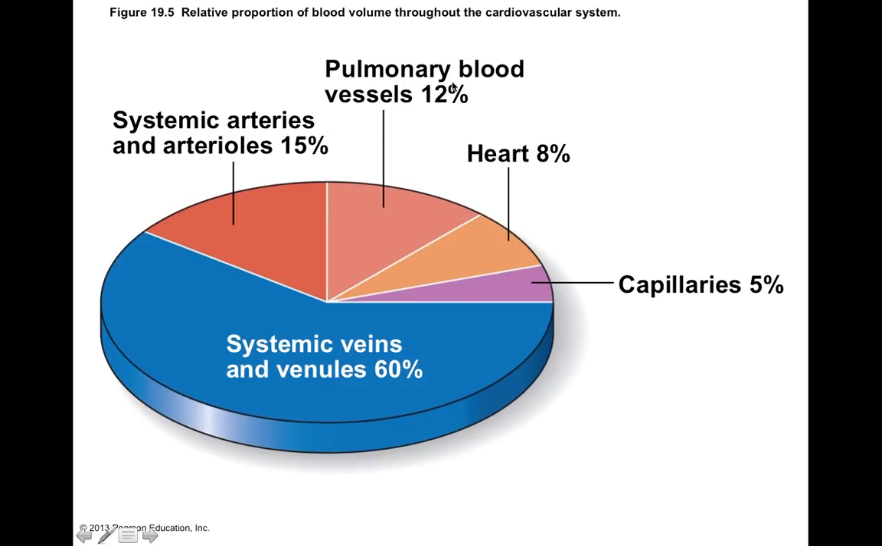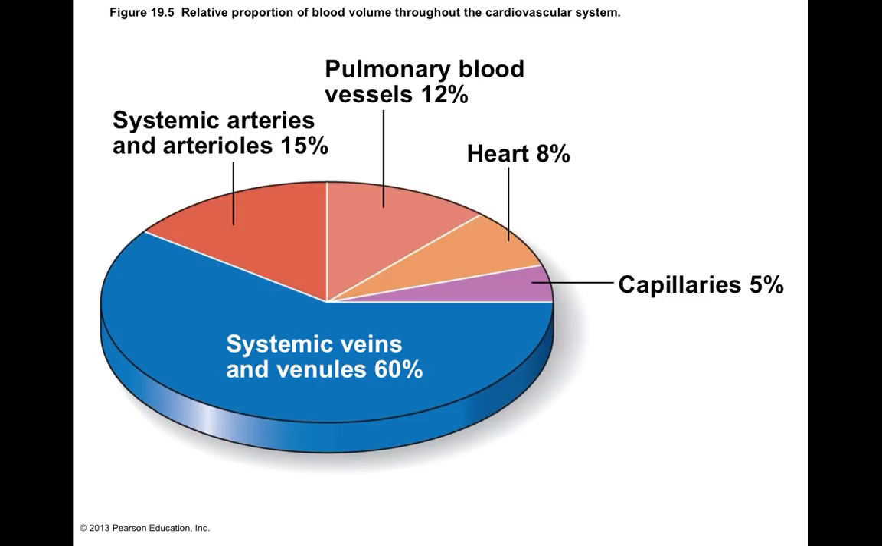Now, pulmonary blood vessels can carry about 12%. Your heart holds 8%. And I'm not saying the muscle, I'm not saying the blood that's in the muscle tissue. I'm saying the blood that's in the heart chambers ends up being about 8% of your blood volume, okay? And then we have blood in capillaries, which is only 5%. Now, do you guys think this can change, though?